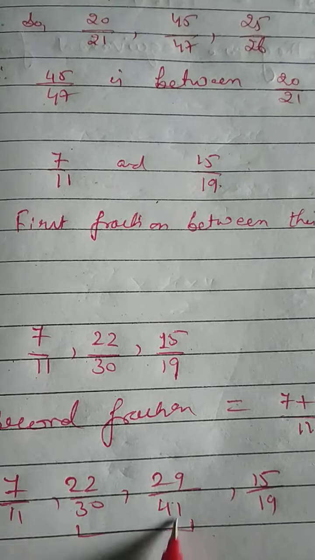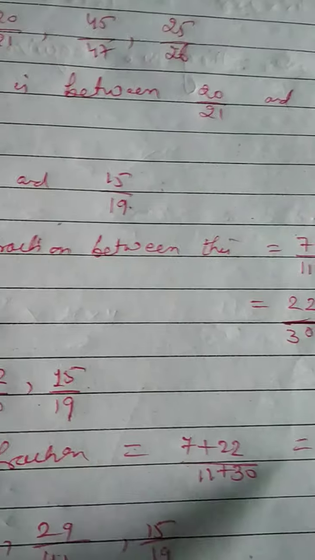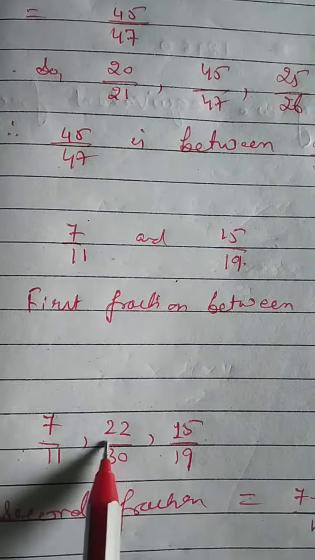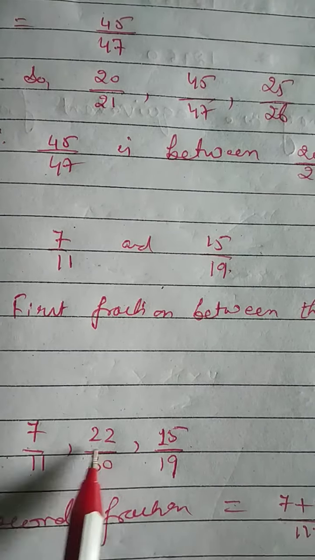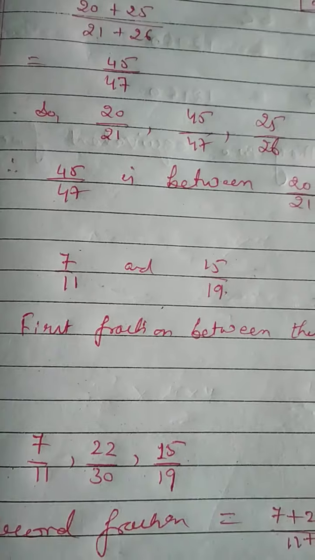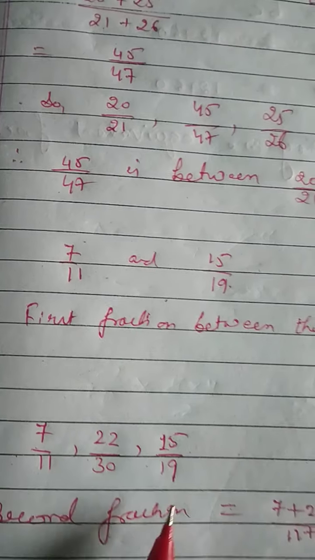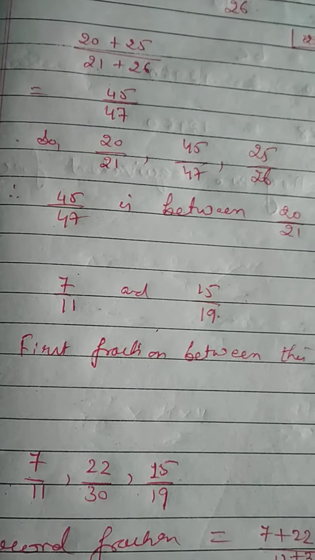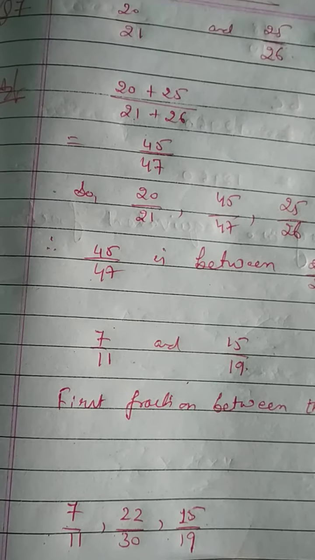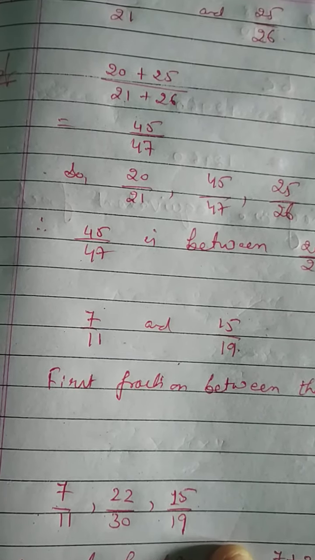Yes, you can get a different answer if you add this 2 and this 2, and if you cancel. If I cancel, I can get 11 by 15, and then 11 by 15 we will write here, and then we will add numerator to numerator and denominator to denominator. Then you can get a different answer. Yes, in this question you can get different answers. So it is not necessary that everyone gets the same answer. There is not only one unique answer in this. You can get different answers because between two fractions we can get an infinite number of fractions. Depending upon the method, you can get different answers also.